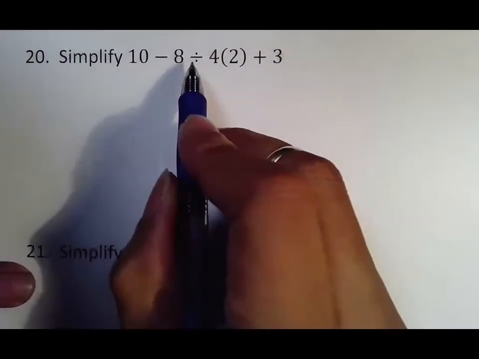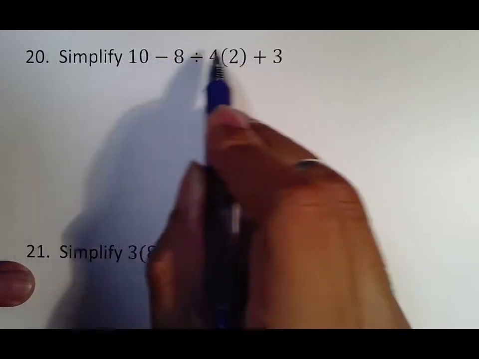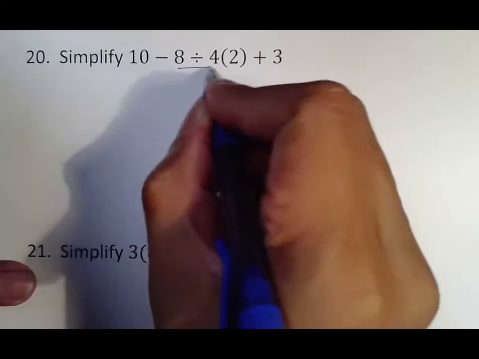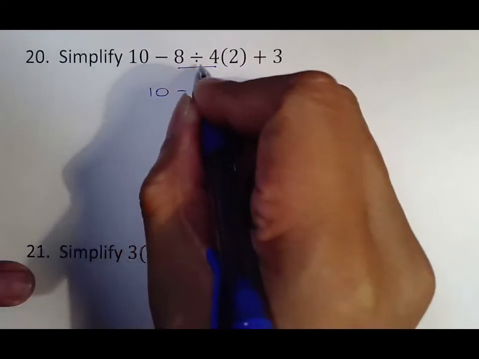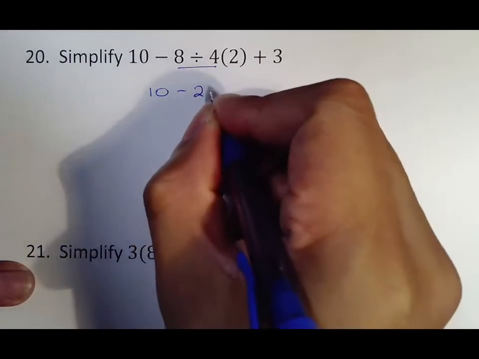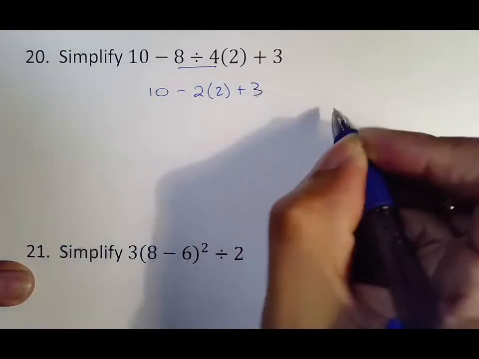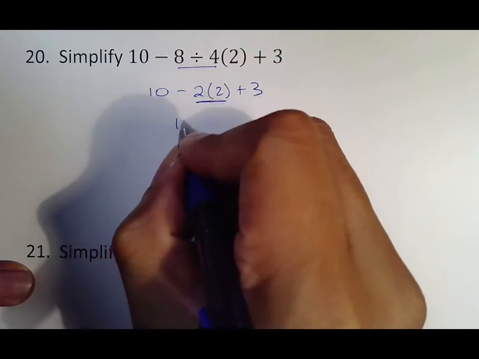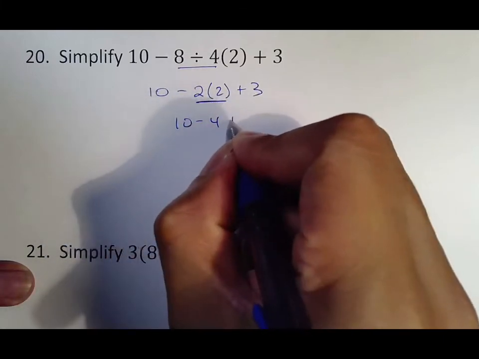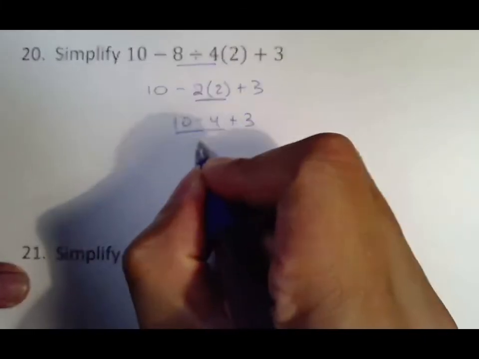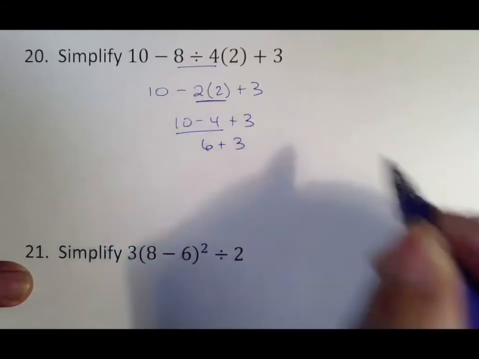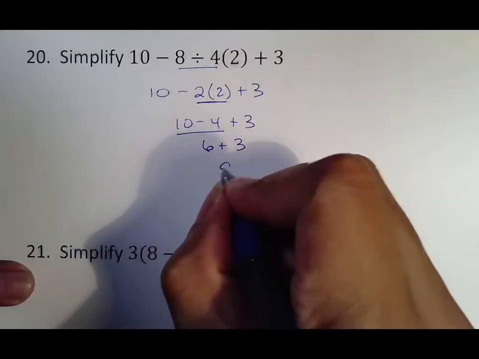Number 20, remember that these two are stronger than those two because addition and subtraction are at the bottom. So you do your division first, copy your 10, copy your minus, turn 8 divided by 4 into 2, and then copy the rest. Remember that you do your multiplication next. So 10 minus 2 times 2 is 4. And then 10 minus 4 turns into 6. And then 6 plus 3 turns into 9.